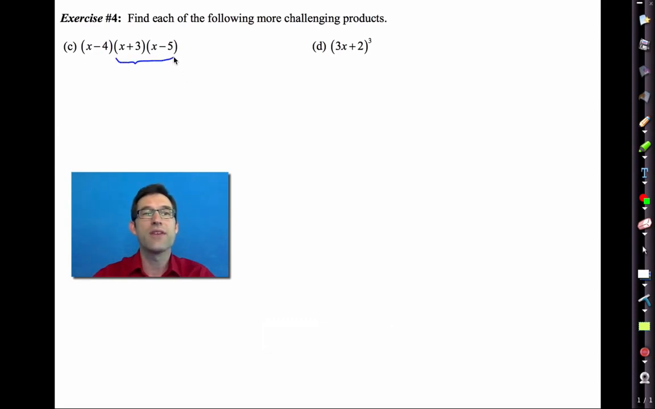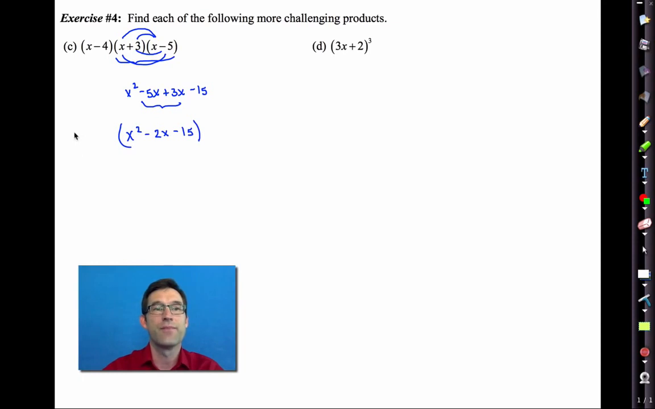So let's say that we tackle these 2 first, and I'm going to do it by the foiling method. X times x is x squared, that's my first term. X times negative 5 is negative 5x, that's my outer term. 3 times x, that's positive 3x, that's my inner term. And 3 times negative 5 is negative 15. And now I'm going to combine these 2. Always combine like terms when you can. It tends to simplify things, and we get x squared minus 2x minus 15.